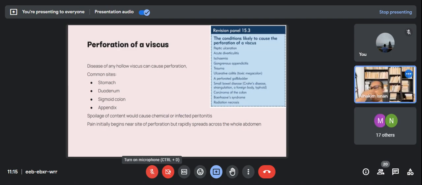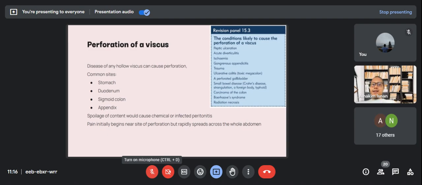Gangrene is an irreversible tissue loss. It cannot be reversed. That is why, for a perforated gangrenous gallbladder, we just remove the gallbladder. It is irreversible tissue loss; the tissue is already dead. Whatever you try to salvage, it cannot be reversed. Okay.